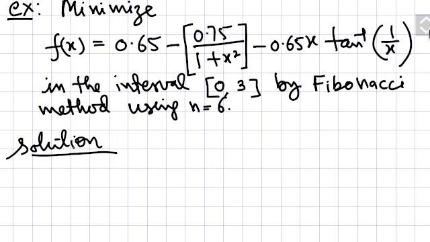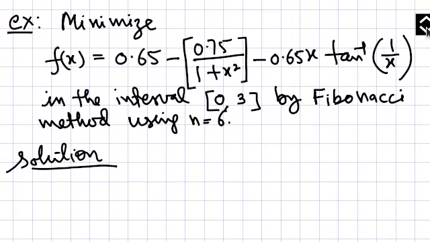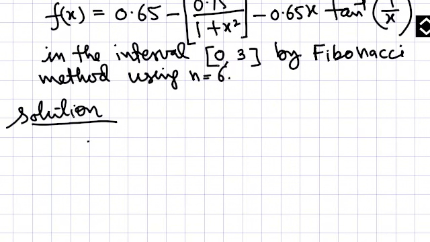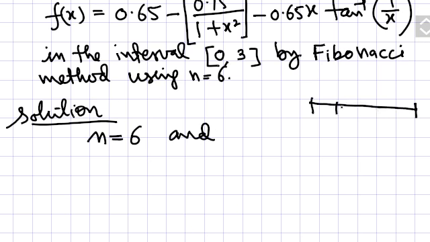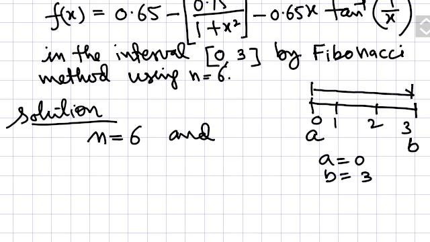So in this method, whatever data is given to you, it is n is equal to 6, number of experiments or number of iterations n is equal to 6 has been given, and this interval has been given to you, and if you show it on the x-axis, you will find 0, 1, 2, 3, and this point is called A and this point is called B. So this is just notation. A is equal to 0 and B is equal to 3, and the distance between these 2 points is denoted as L naught.